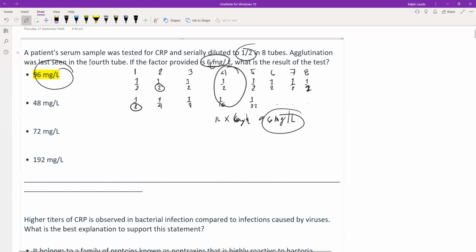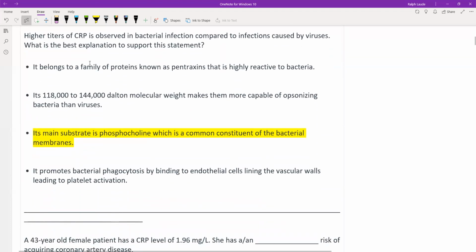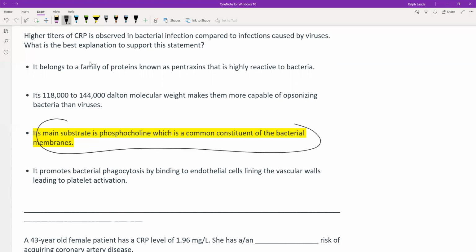Now, let us go to the second question. High titers of CRP are observed in bacterial infection compared to infections caused by viruses. What is the best explanation to support this statement? Remember that the main substrate for CRP is the phosphocholine found in the bacterial membrane. Therefore, CRP production is mainly responsive to the presence of phosphocholine. So the answer is its main substrate is phosphocholine, which is common to bacterial membranes.